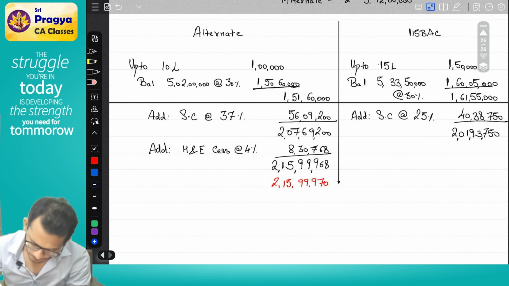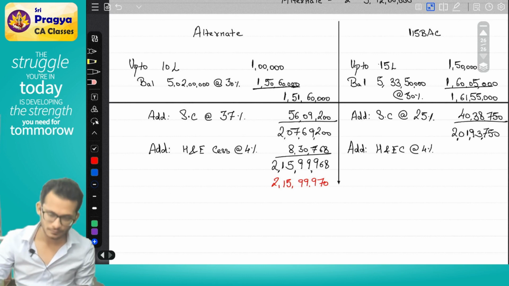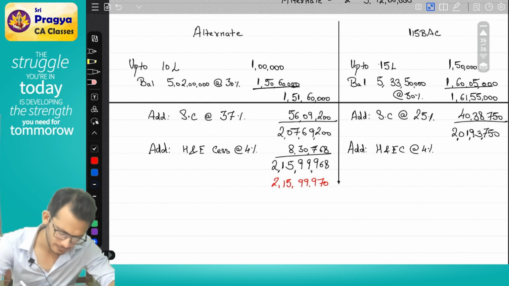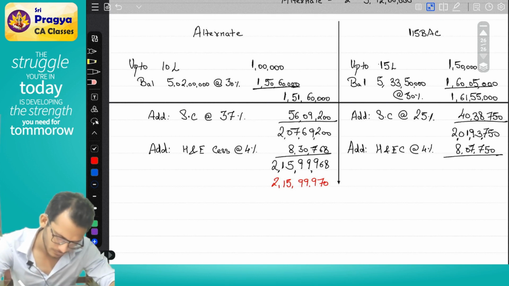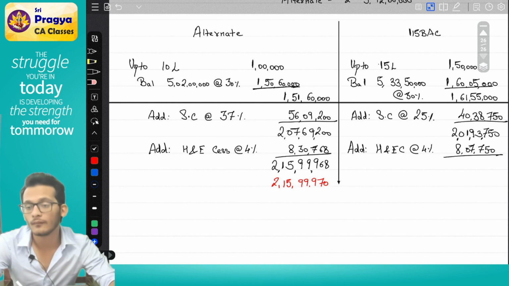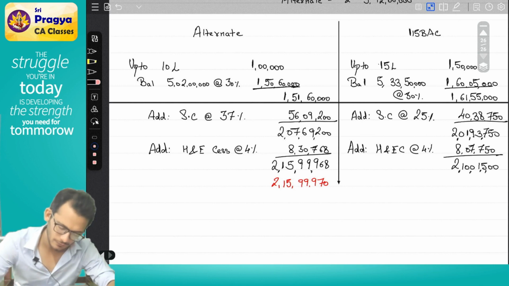Next step, add cess, which is 8 lakh 7,750. Total number: 2 crore 10 lakh 1,500. Rahul, do I have to round off? No, because it is already rounded off.